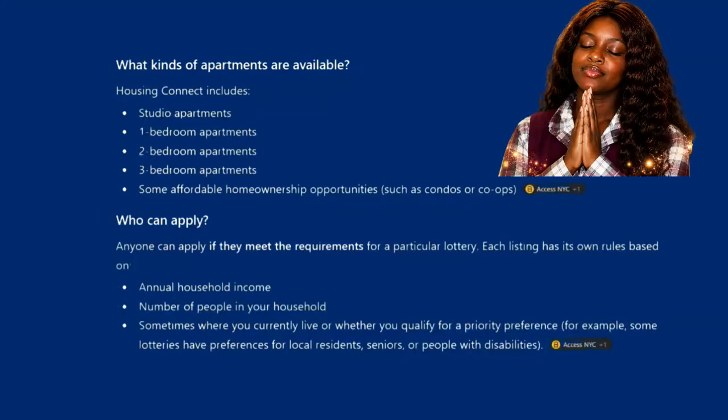Okay, so what kind of apartments are available? So Housing Connect includes studio apartments, 1-bedroom apartments, 2-bedroom apartments, 3-bedroom apartments. And it says some affordable home ownership opportunities, such as condos or co-op. So I would like to do a little more research to look into this a little bit more.